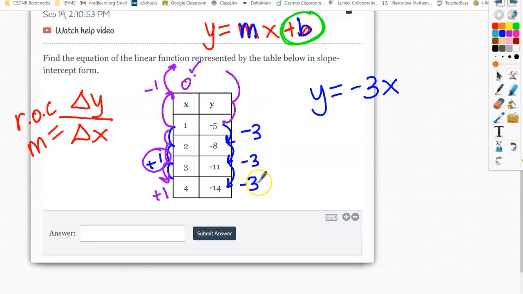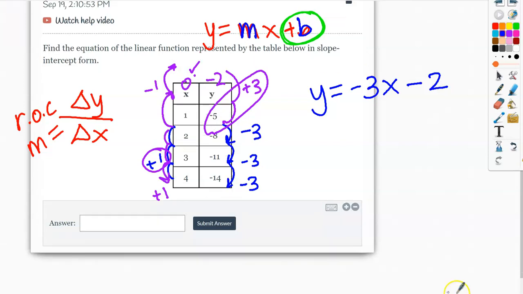Now we need to reverse this pattern. So instead of minusing 3, let's plus 3. So instead of going 3 down the number line, let's go 3 up the number line, or closer to 0. So that gives me a minus 2. So you can say the formula is y equals minus 3x minus 2. So I'm going to type that here.